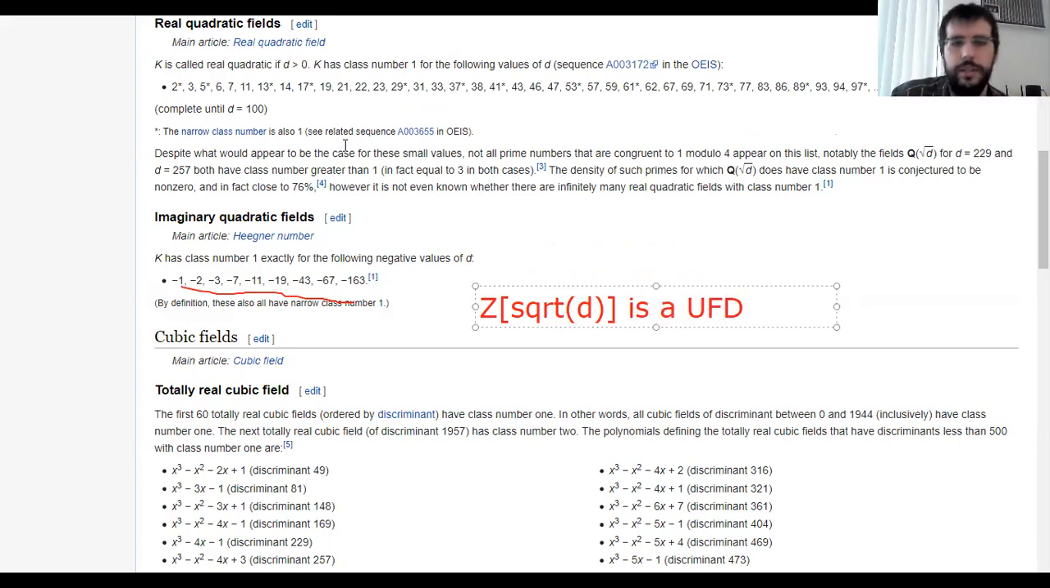When you take the square root of negative one, we just saw that this is a UFD and a PID. For these numbers and only these negative numbers, you get a UFD, which is pretty silly. I have no idea what's special about negative 163. I'm no expert in this, but that is pretty crazy. But this is not the crazy part.